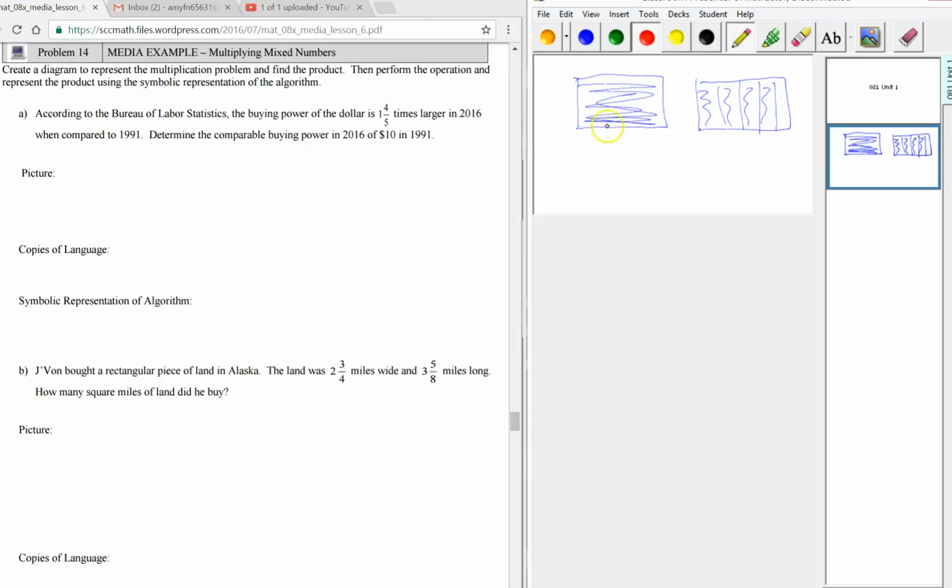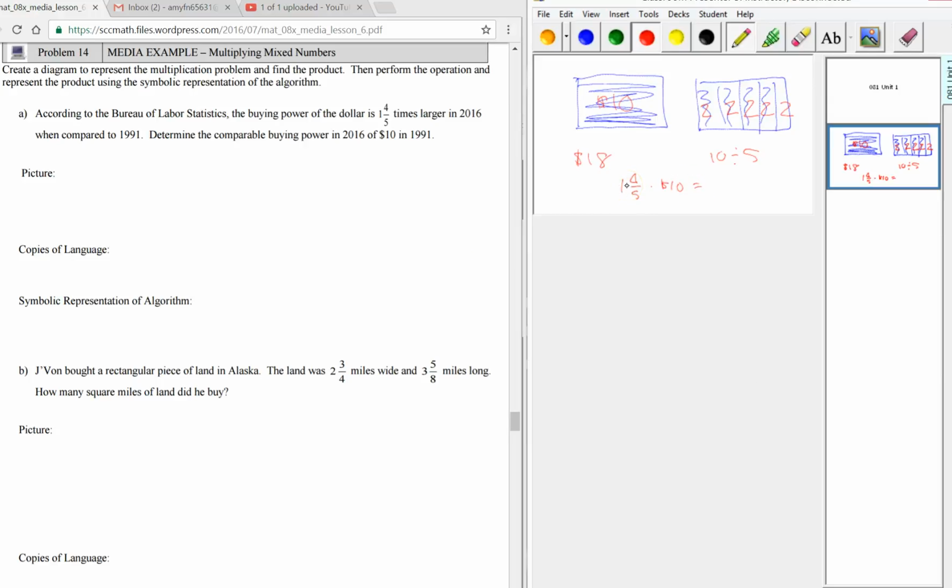So then we can think about, well, this is 1/10. Now we have this broken into 5 pieces, so each one is $2. Okay. So 1 4/5 times 10 would be 10 plus these four $2, or $18.